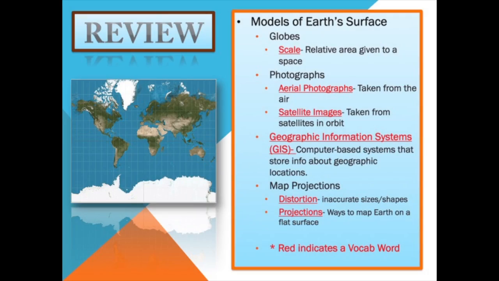To review, we discussed the models that geographers use to show the Earth's surface. These include globes, photographs, geographic information systems, and map projections. The definitions from this section include scale, aerial photographs, satellite photographs, the GIS, distortion, and projections. And in the next section, we will apply all of this information to flat maps.